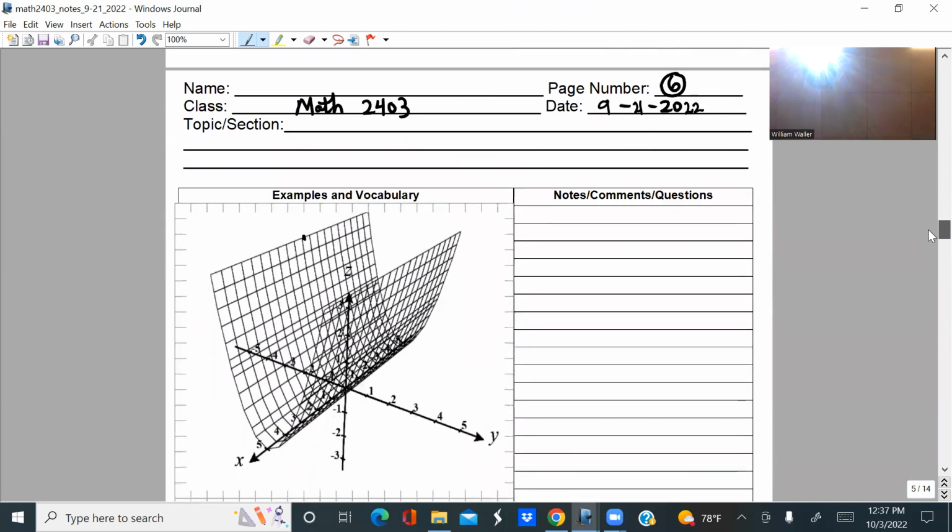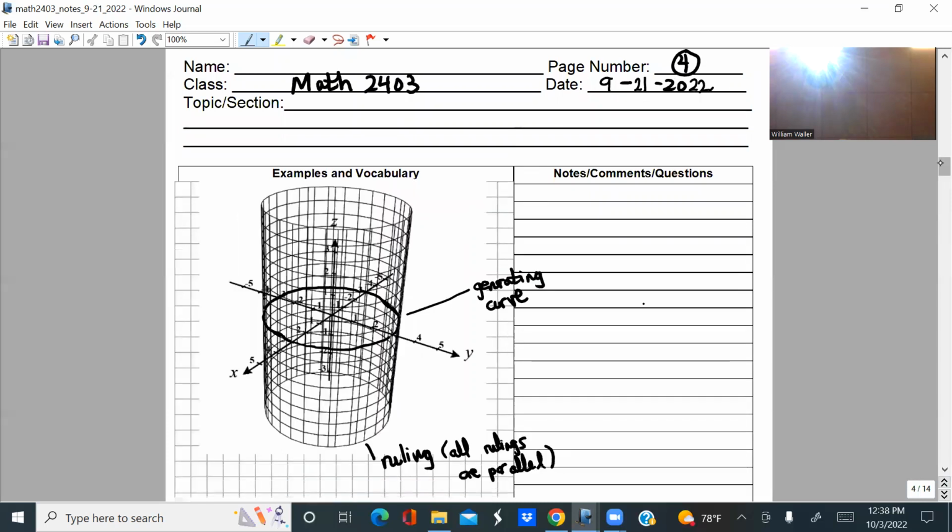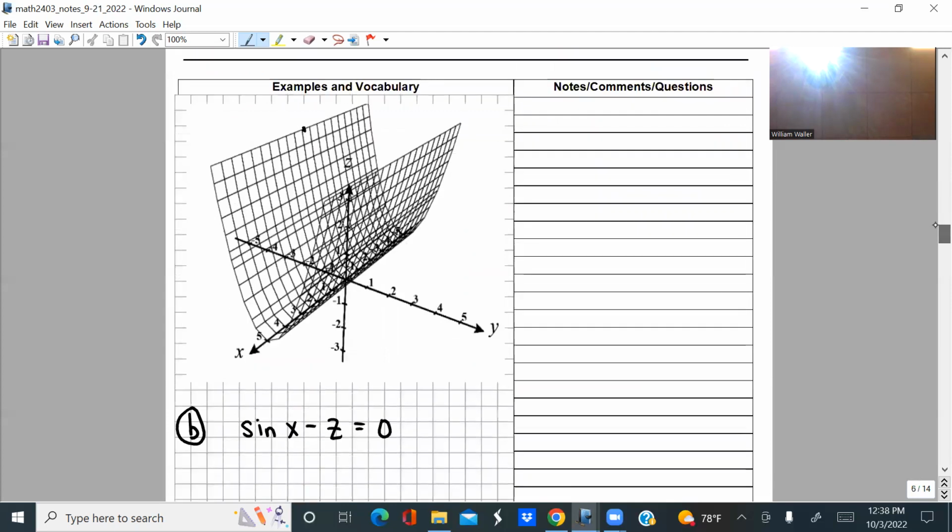Oh, here it is. It's going to look like this. Does that make sense? You get a trough, with two sides. So the generating curve is in the YZ plane, the YZ plane upright like this, and in the YZ plane that is a parabola. It's a very standard looking parabola. I think that parabola is graphed here. It's hard to see. I think it's this curve right here. There is the generating curve.